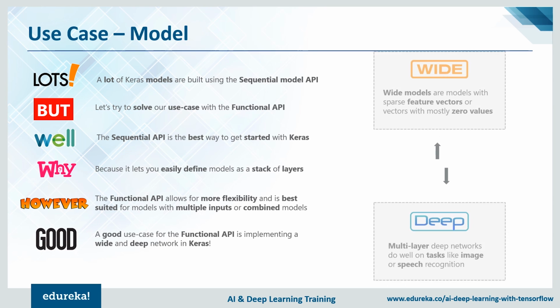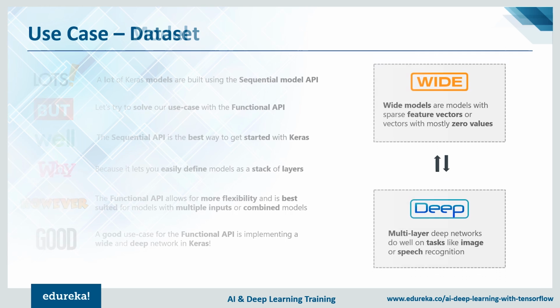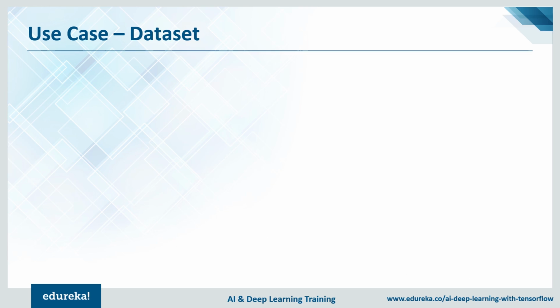So we need to know a little bit about wide and deep models, guys. Wide models are models with sparse feature vectors. What I mean by sparse feature vectors is that they consist of mostly zeros and a little bit of ones. And deep networks are networks which do really well on tasks like speech and image recognition. So now that that's sorted, we need to take a look at the dataset.